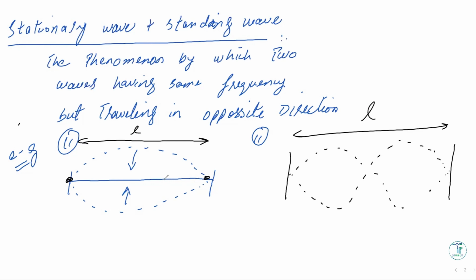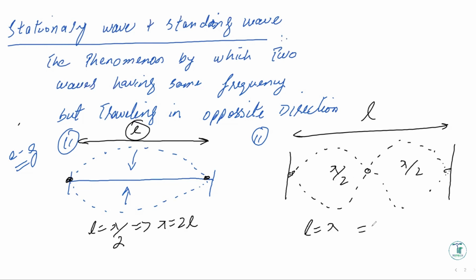We need to remember that the distance between two consecutive nodes is lambda by 2. So this length should be lambda by 2, right? So the wavelength comes out to be 2L. Whenever you're given the length of such a system, you can easily determine the wavelength. Similarly for two loops, you can see that the length has two segments of lambda by 2, so the total distance in this case is just lambda. So the wavelength comes out to be just L.